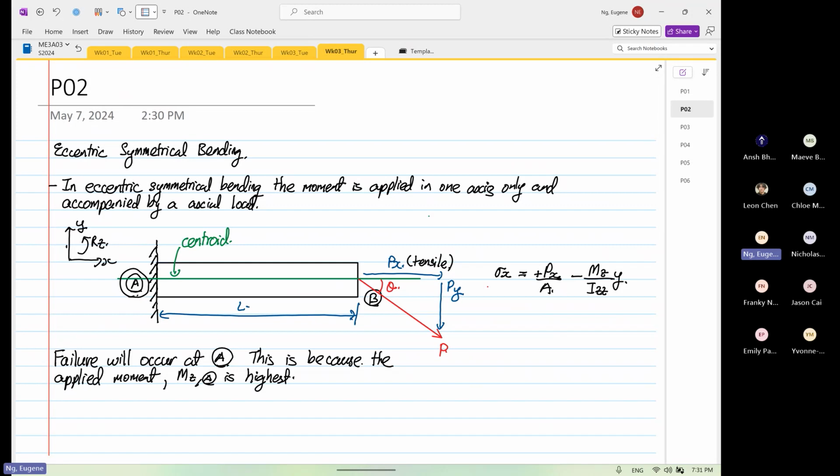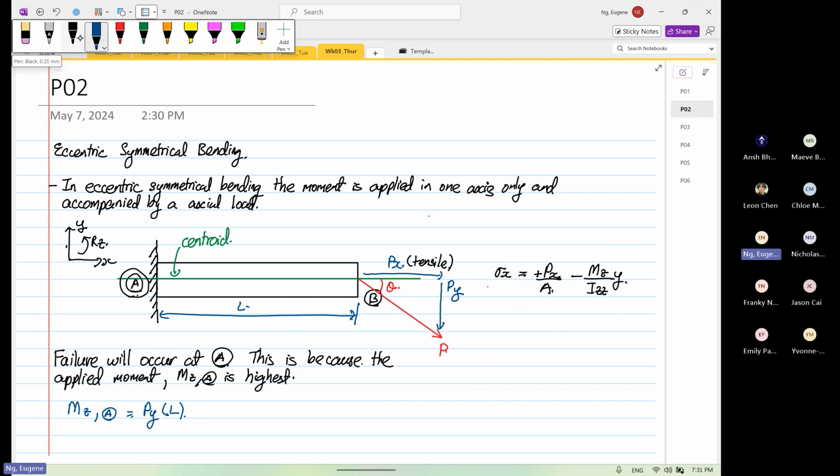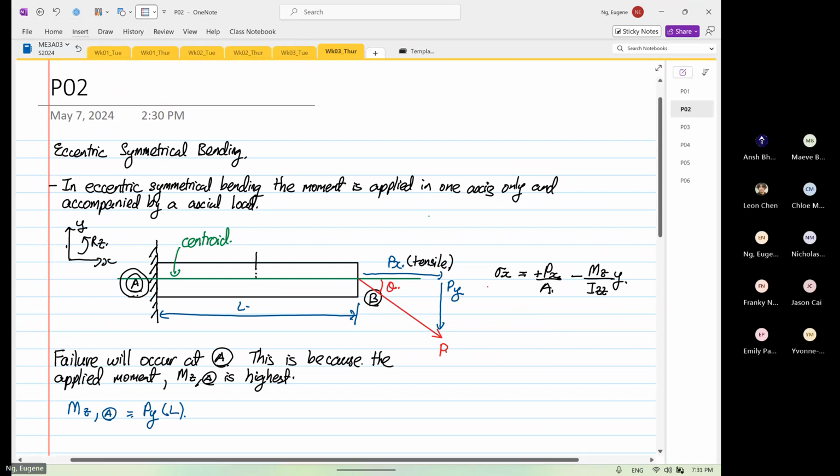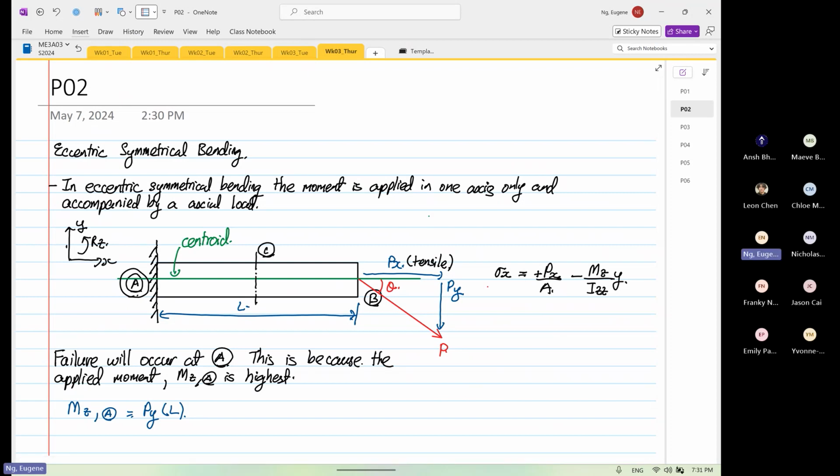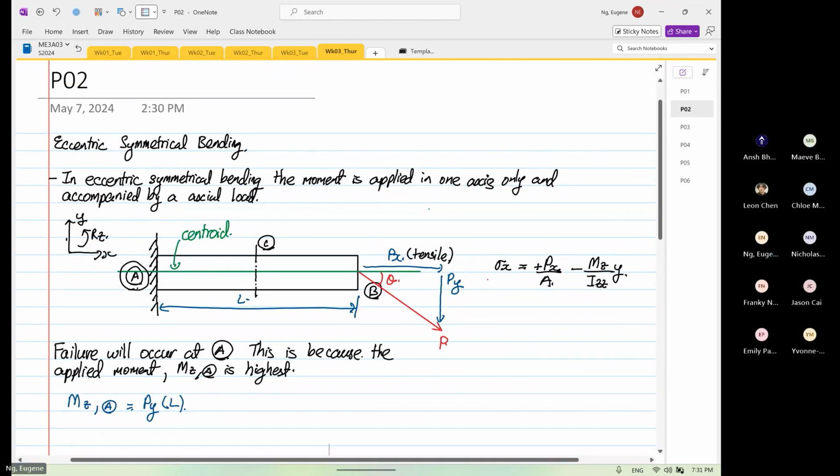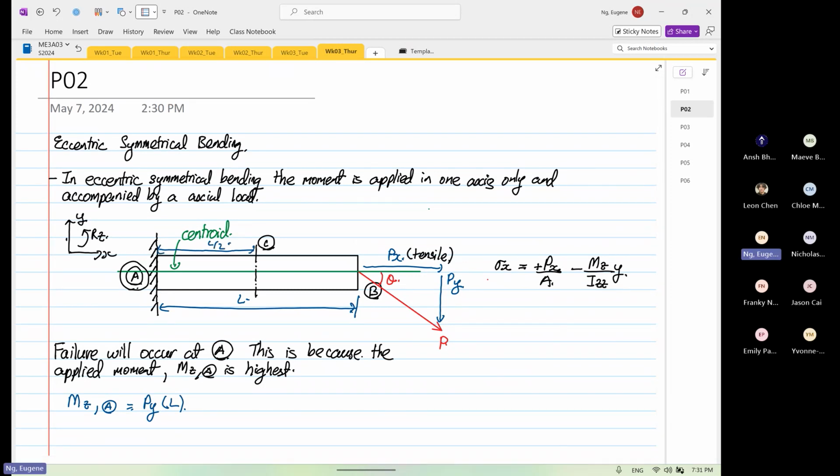Right? So the moment about Z at point A is equal to Py multiplied by L. Okay. If I were to pick another point, and this point is my point C, and if we look at the distance from here to here, this is our L/2.